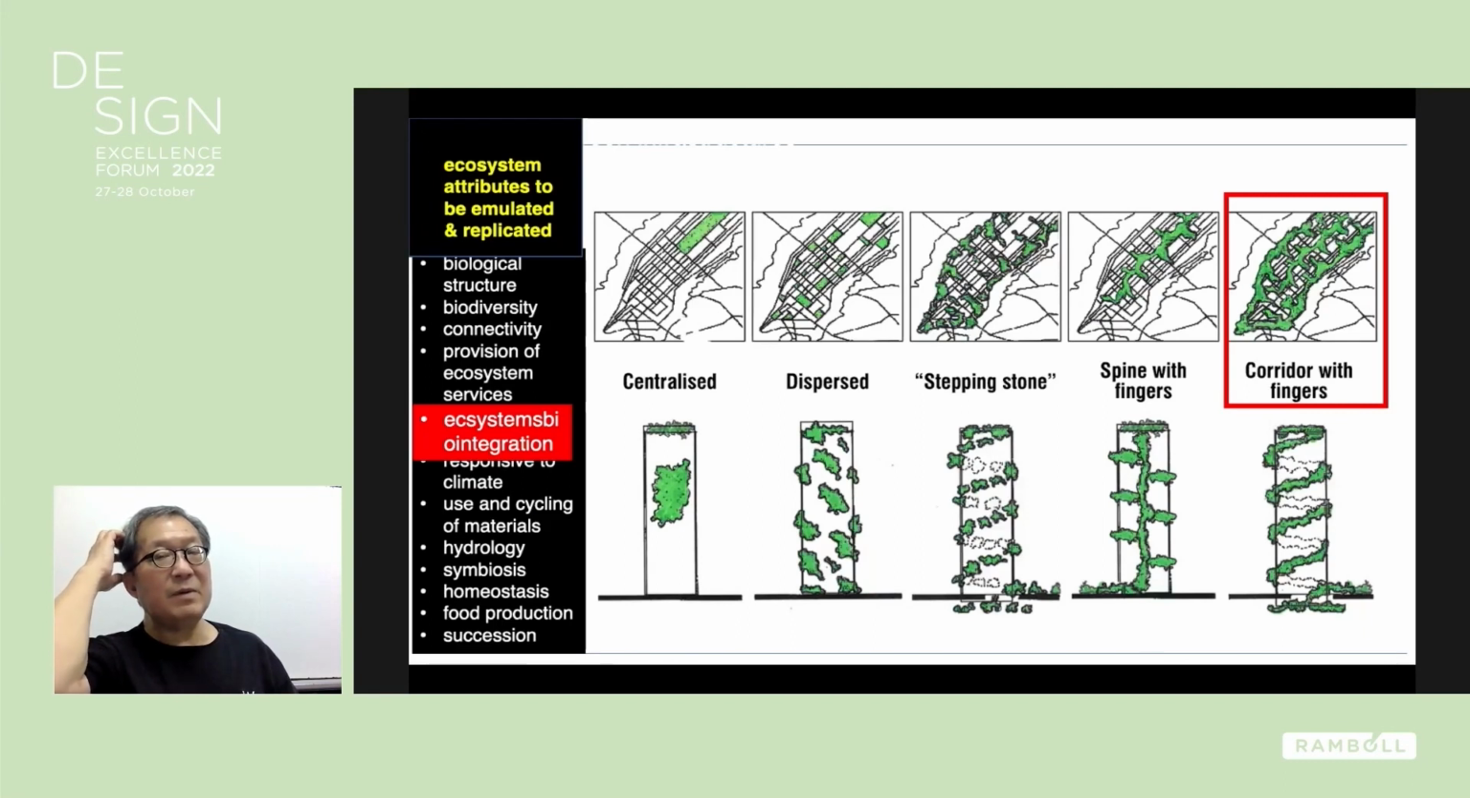These are different ways we could green the city. The patchy relationship is the first one. The second one is the series of spotty relationships. Third is the stepping stone. Fourth is the tree concept. And the fifth is the spiral interconnected city, or the corridor with fingers, which is the ideal pattern we should try and adopt as much as possible.